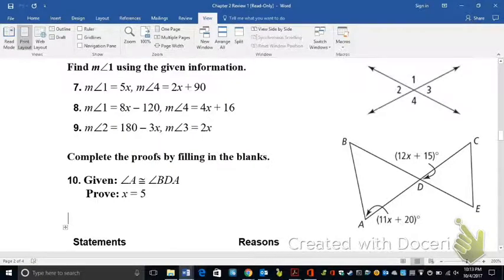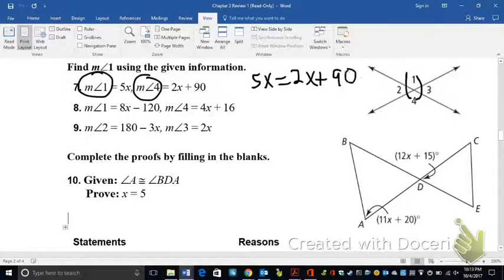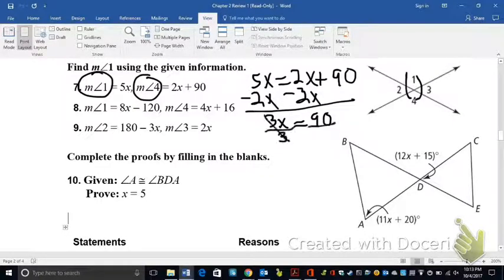Measure 1 using the given information. Now here on number 7, we're given 1 and 4. We know 1 and 4 are vertical angles, which means they're congruent. So we can go 5x equals 2x plus 90. Congruent angles have equal measures. That means if we're given the value of two vertical angles, we can set them equal to each other. We're going to subtract 2x from both sides. That gives us 3x equals 90. Divide by 3, and we get x equals 30.